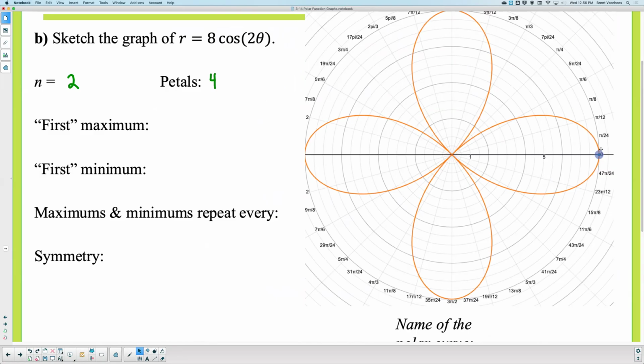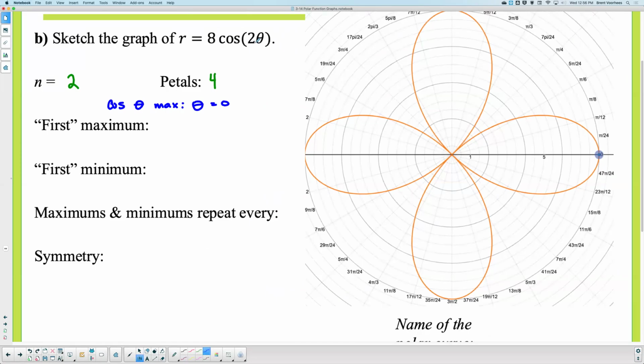Right here. What angle would that be? What theta would that be? 0. It's going to occur at 0. Here's why. When does cosine reach its max typically on the unit circle? At 0. Let me put theta equals 0.